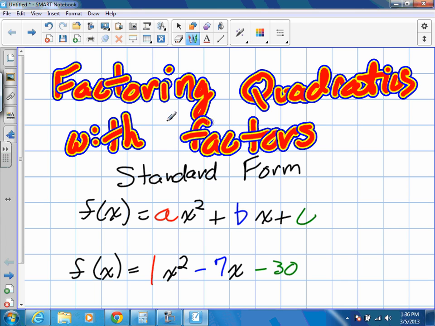We're going to go through 3 different methods today. This is one of them, and we'll make 2 videos on the other styles. This one's called factoring quadratics with specifically factors. Okay? Now, right now we are in the standard form of a quadratic.